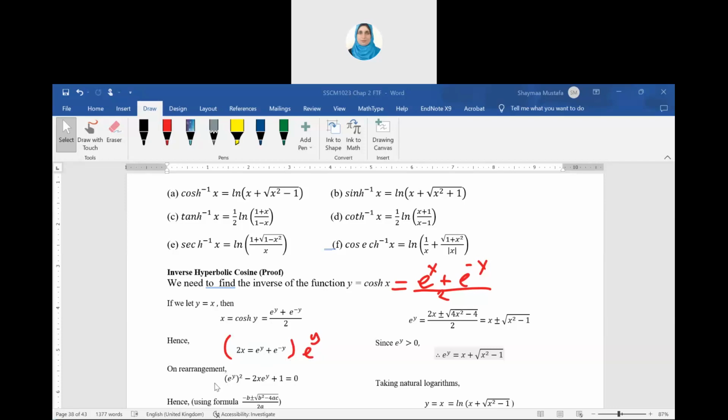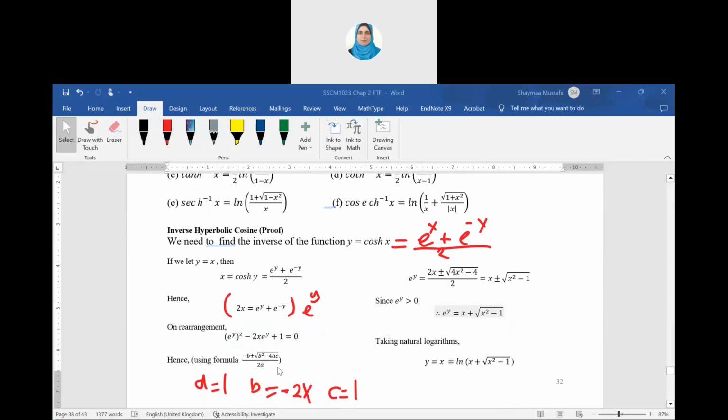This is a quadratic equation. To solve for exponential y, you need to apply the quadratic formula. Here a is equal to 1, b is equal to minus 2x, c is equal to 1. Applying these values in the formula, you get that exponential y is equal to x plus or minus the root of x squared minus 1. Reject the negative one, because exponential y should be positive, not negative. So you take only this part.